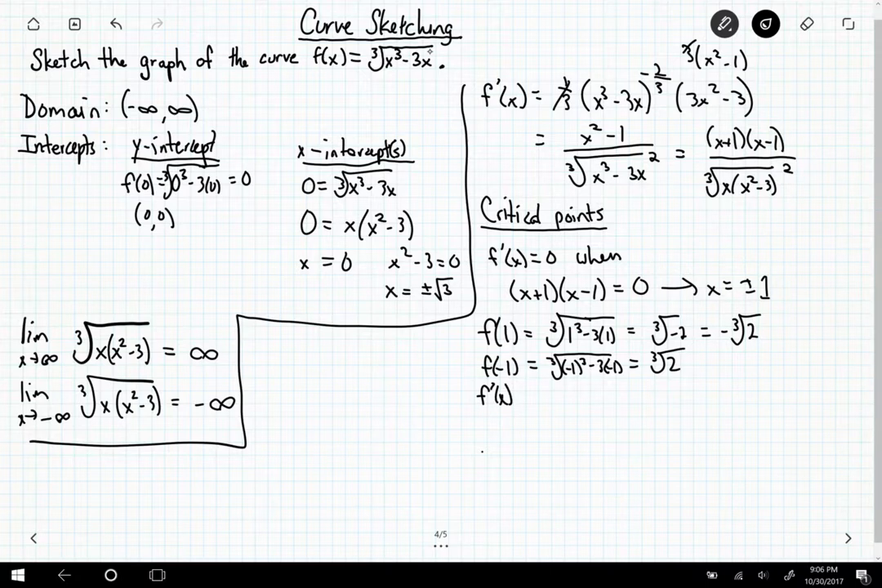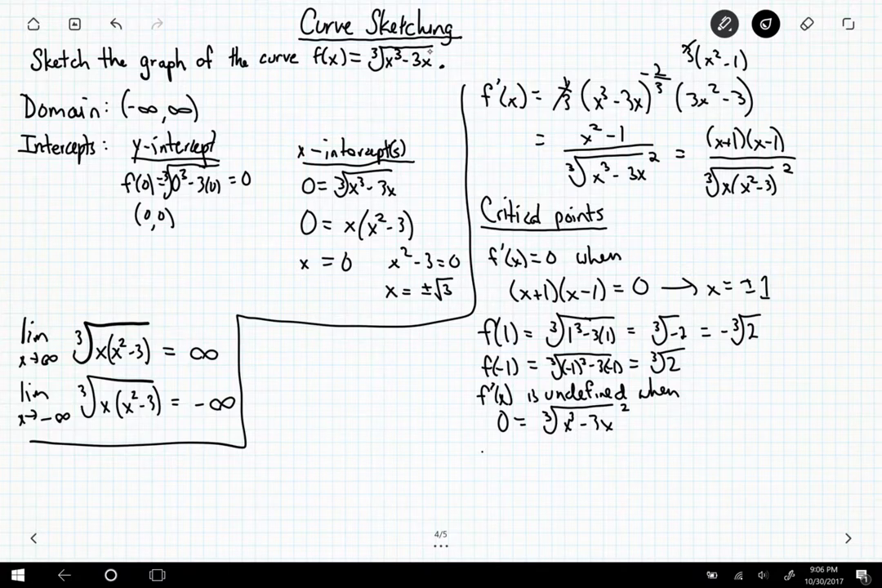F prime of x is undefined. Well, notice that's going to occur when 0 equals the cube root of the denominator, x cubed minus 3x, that quantity squared. Notice though, we can get rid of the cube root and the square. It's basically the x cubed minus 3x. We already know these values. We already solved for this. So this occurs when x equals 0 and then plus or minus square root of 3. Right?